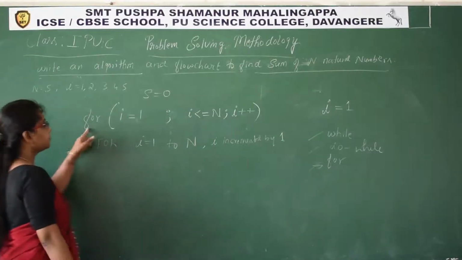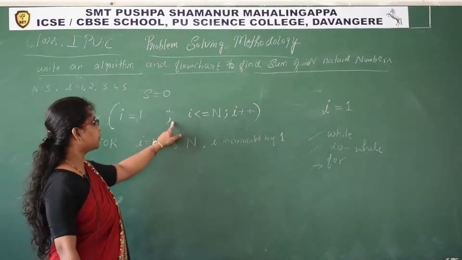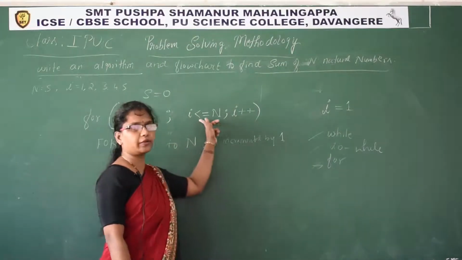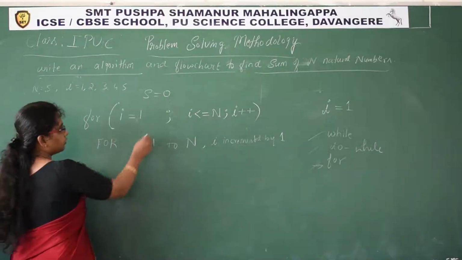In a program the format is like this: for i is equal to 1; i less than or equal to n; i plus plus. How does it work? See, I will show the working rule.